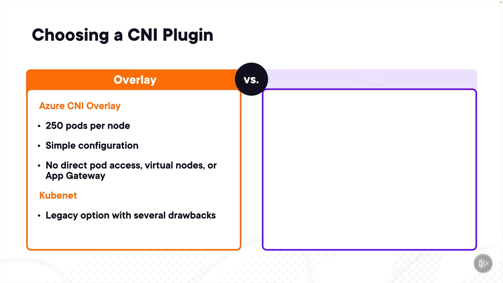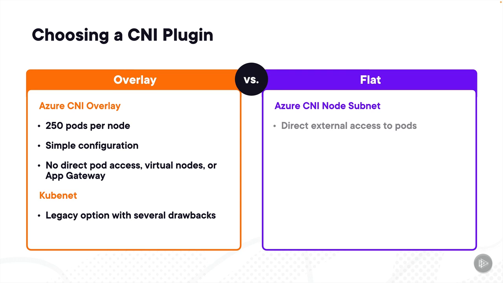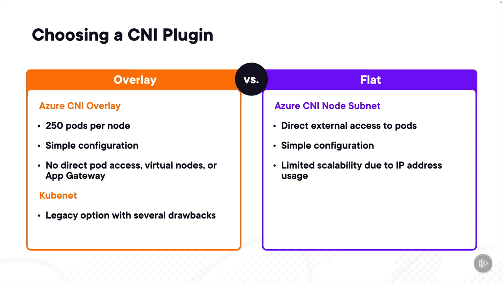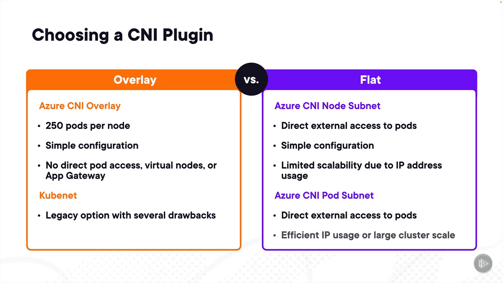For the flat networking model, you can choose to use Azure CNI Node Subnet, which provides direct external access to pods, simpler configuration, but does have limited scalability as it inefficiently uses the IP addresses of your virtual networks. Or you can choose to use the newer Azure CNI Pod Subnet. Azure CNI Pod Subnet offers direct external pod access and supports modes for both efficient virtual network IP address usage or large cluster scaling. Now, Azure CNI Pod Subnet is in preview at the time of this recording.